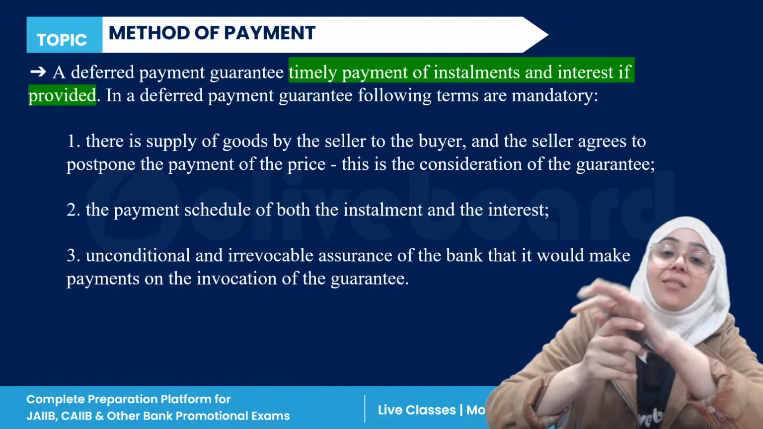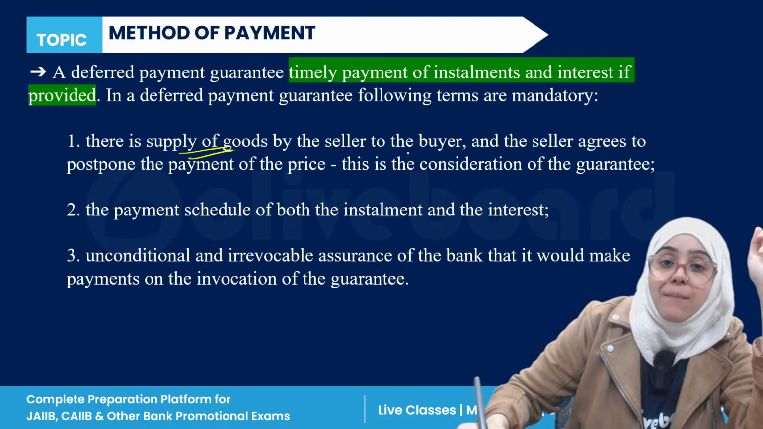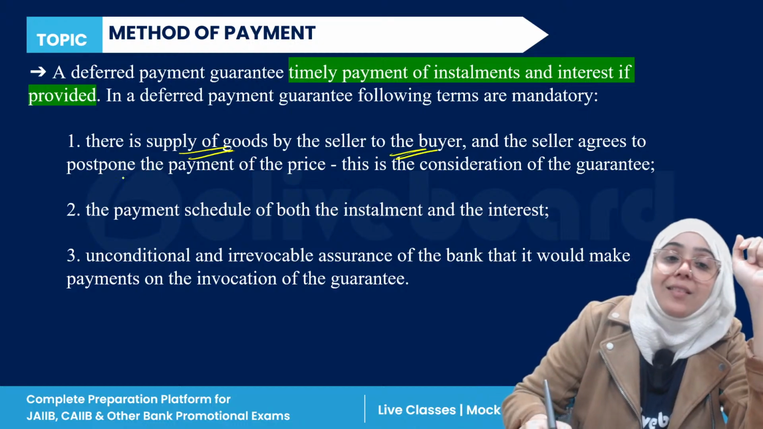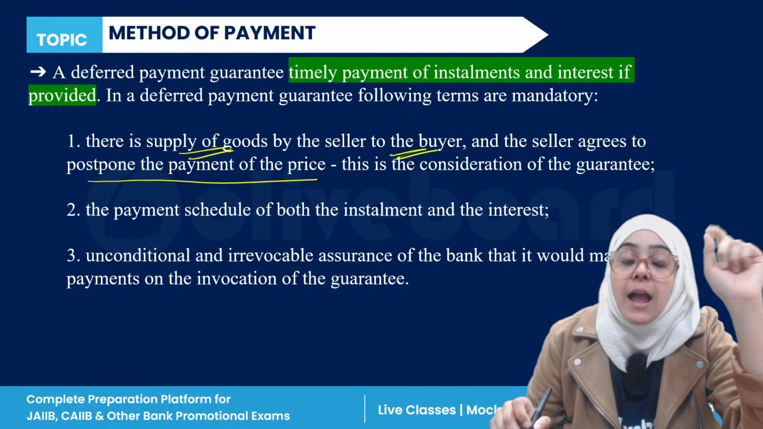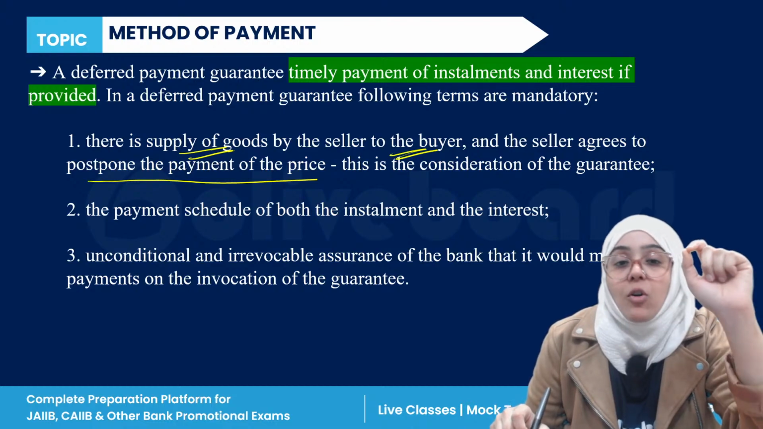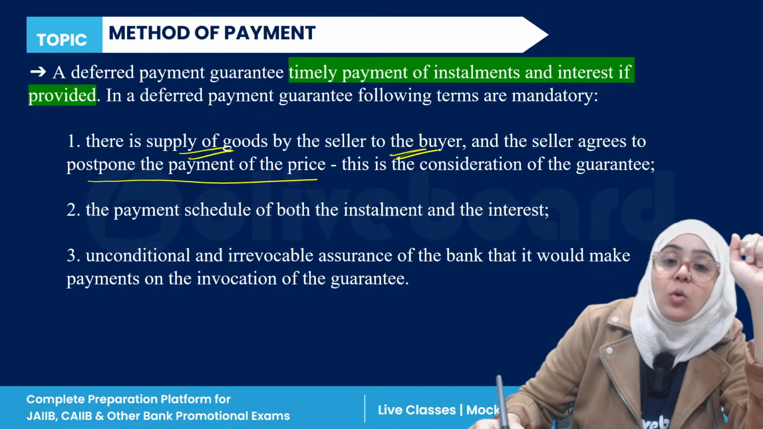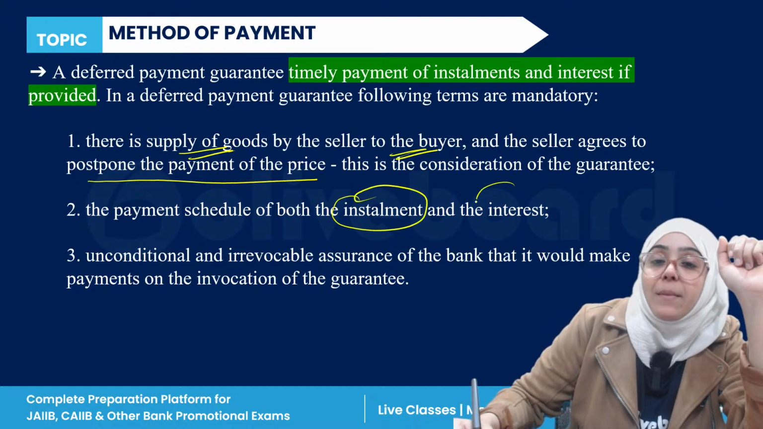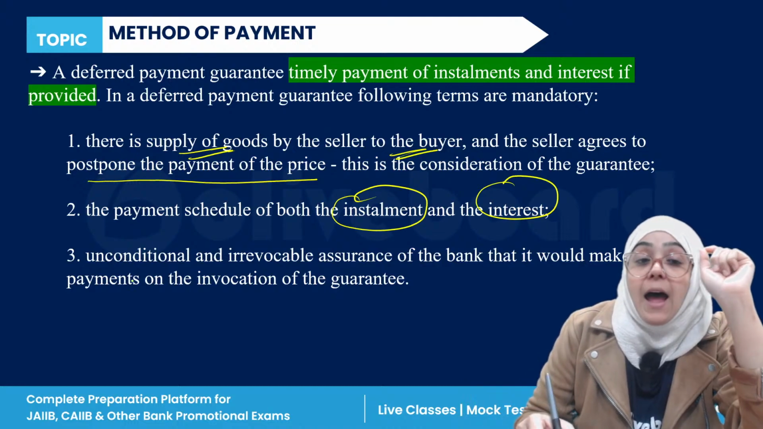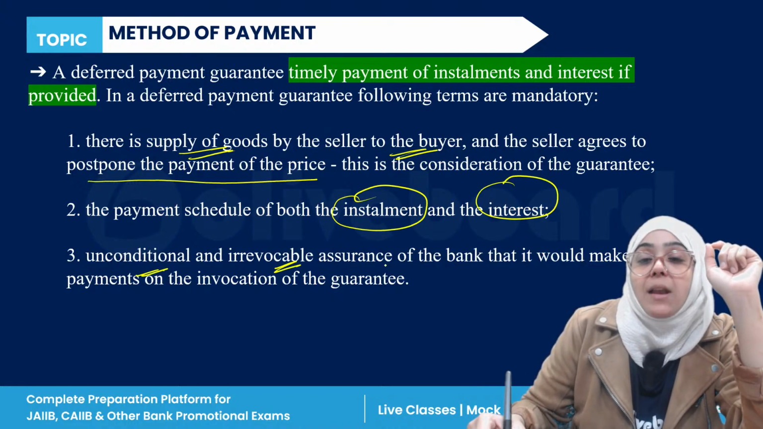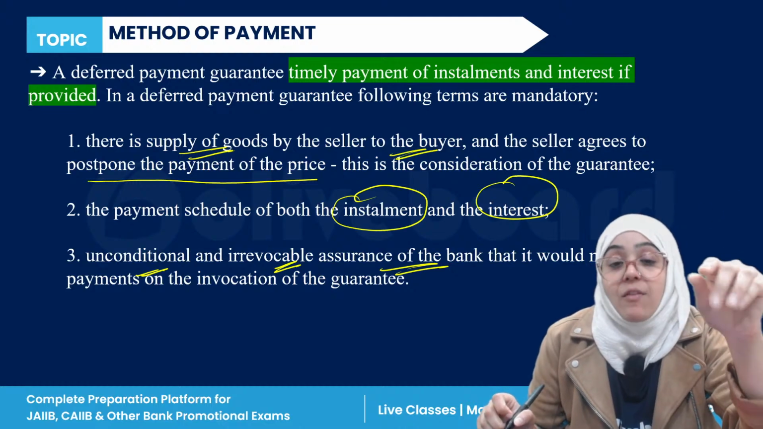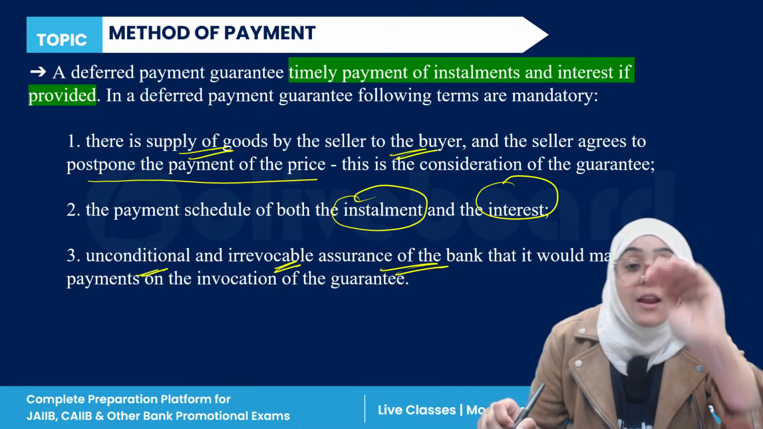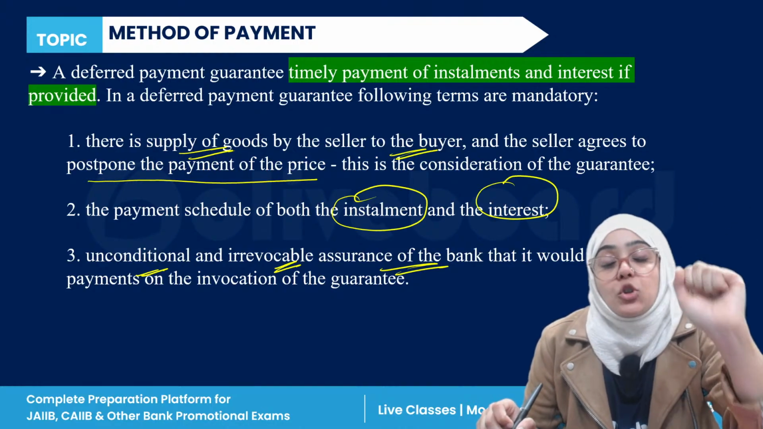Second, there is a supply of goods by the seller to the buyer, and the seller agrees to postpone the payment of the price, with a payment schedule for both the installments and interest. And third, it is an unconditional and irrevocable assurance by the bank.